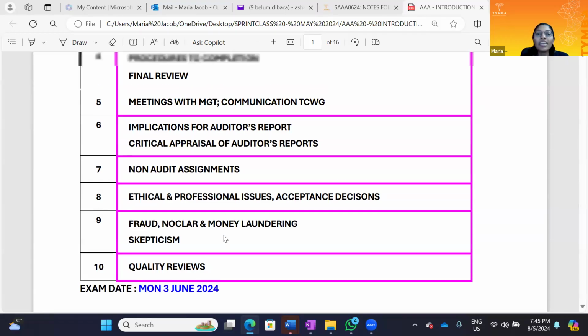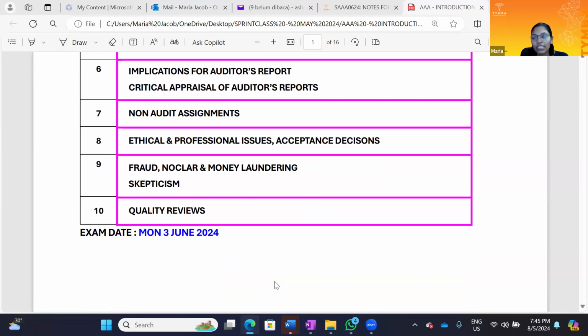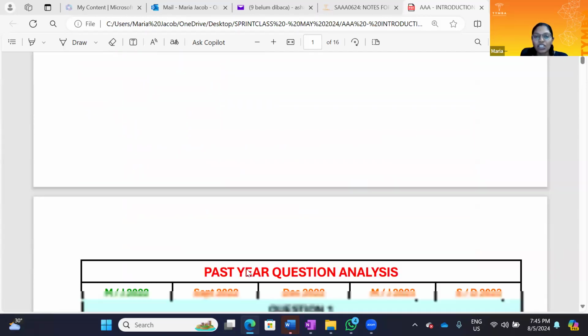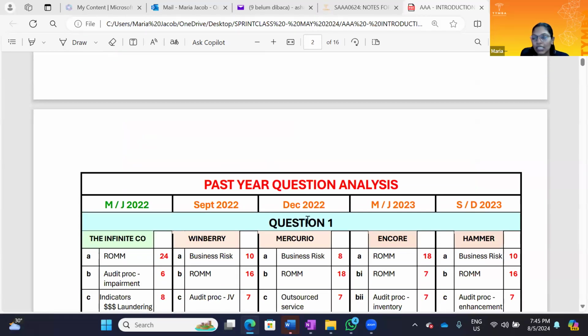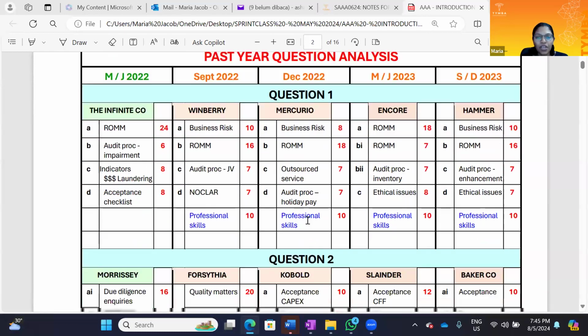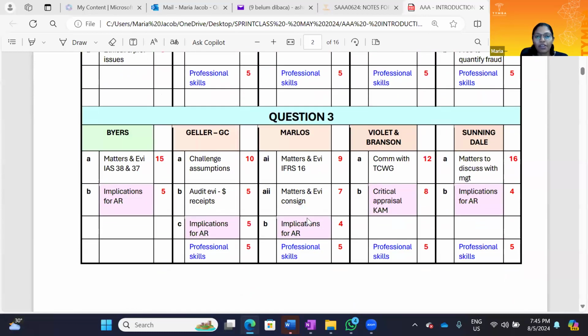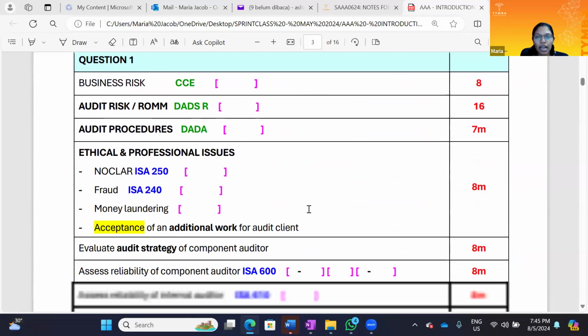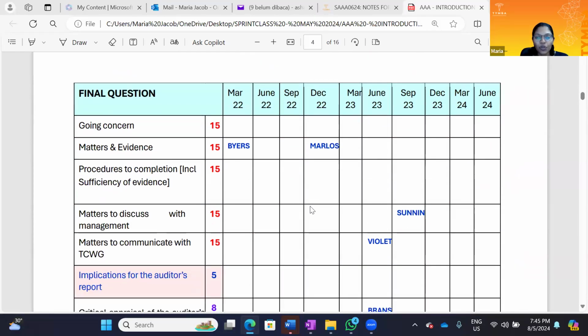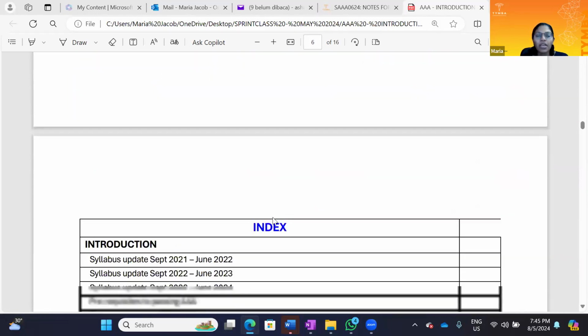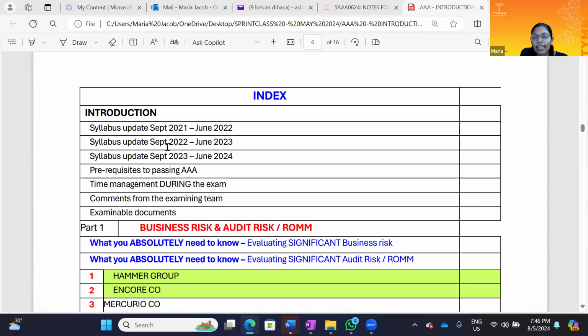Okay, so we will cover all these areas in this 6 days. And I have an index for you to refer to. This is just an analysis of past year paper, which you can have a reference to. Now I have an index for you. This is all example. Hold on, yeah. Now you should refer to this index, the questions that I'm going to do in the class.